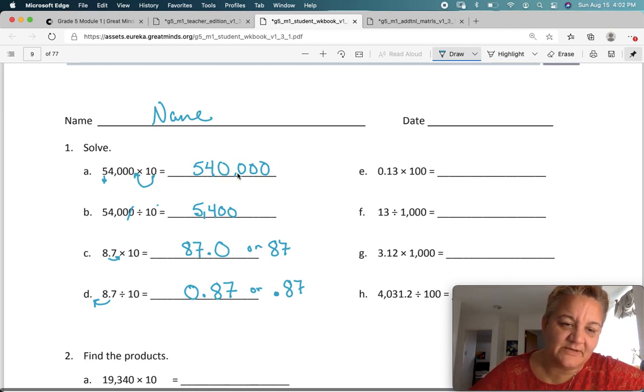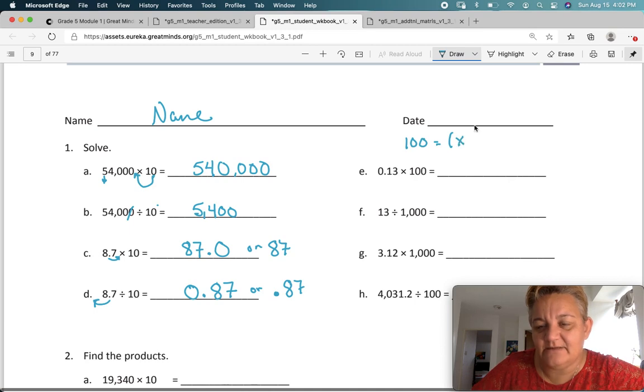E. So these were all by 10: multiplying by 10 to make the number bigger, dividing by 10 to make the number smaller, multiplying by 10 to make the number bigger, dividing by 10 to make the number smaller. Over here, it's 100, and you know that 100 equals 10 times 10, which also equals 10 squared. Okay, so there's that exponent. We will be learning about exponents.